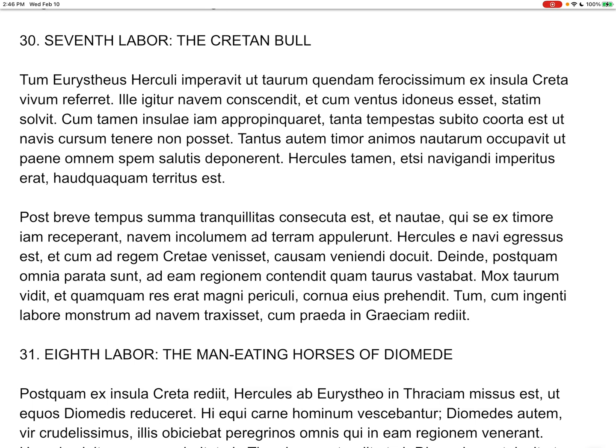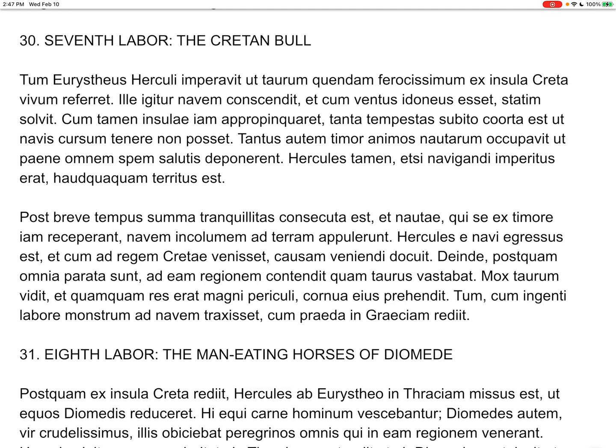He grabs, prehendit, its horns, the bull's horns, cornua eius. Tum cum ingenti labore monstrum ad navem traxisset. Then, when he had dragged or had pulled, traxisset, the monstrum, to the ship, ad navem, with great effort, ingenti labore, cum praeda in Graeciam rediit. He returned into Greece with his loot, cum praeda. And of course the loot here is referring to the bull.